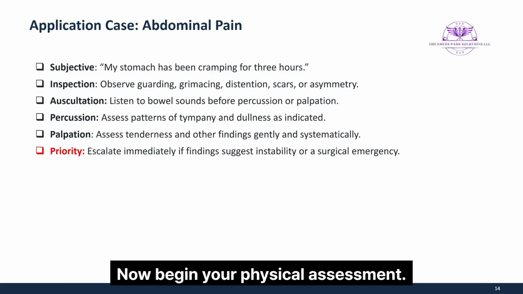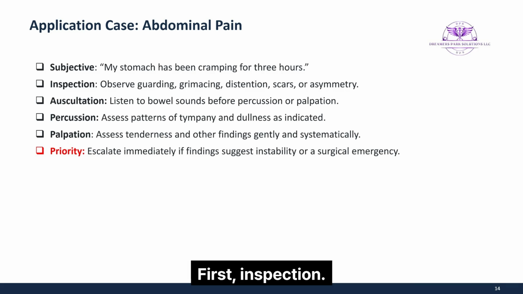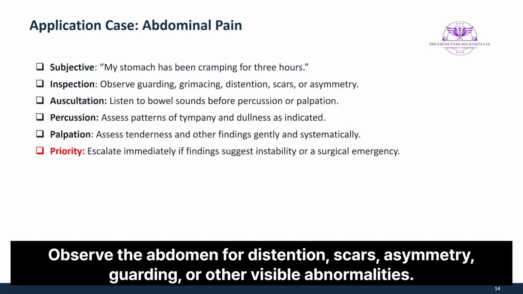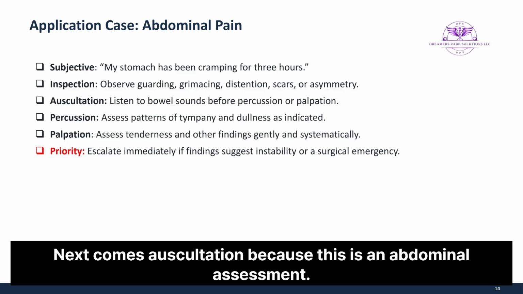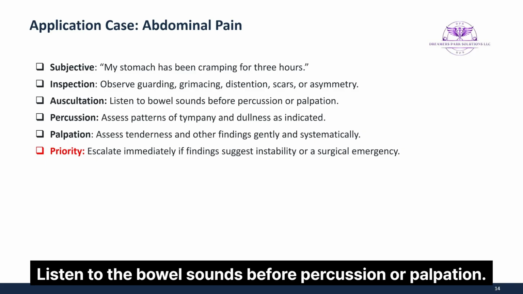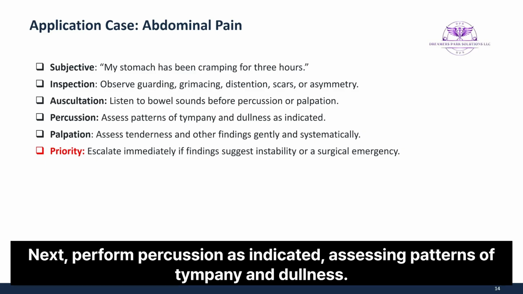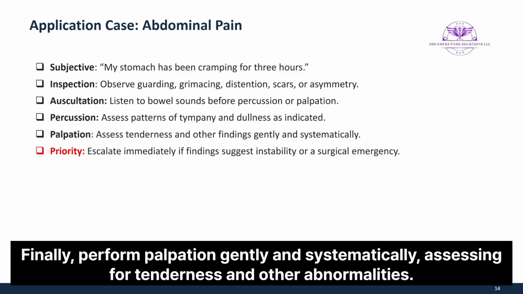Now begin your physical assessment. First, inspection. Observe the abdomen for distension, scars, asymmetry, guarding, or other visible abnormalities. Next comes auscultation because this is an abdominal assessment. Listen to the bowel sounds before percussion or palpation. Next, perform percussion as indicated, assessing patterns of tympany and dullness. Finally, perform palpation gently and systematically, assessing for tenderness and other abnormalities.